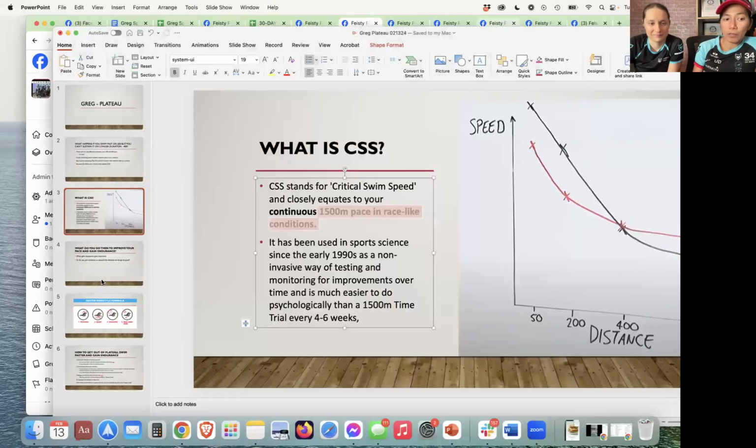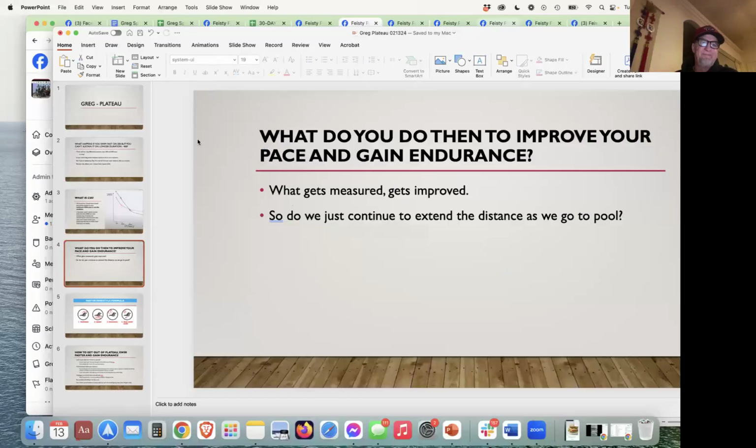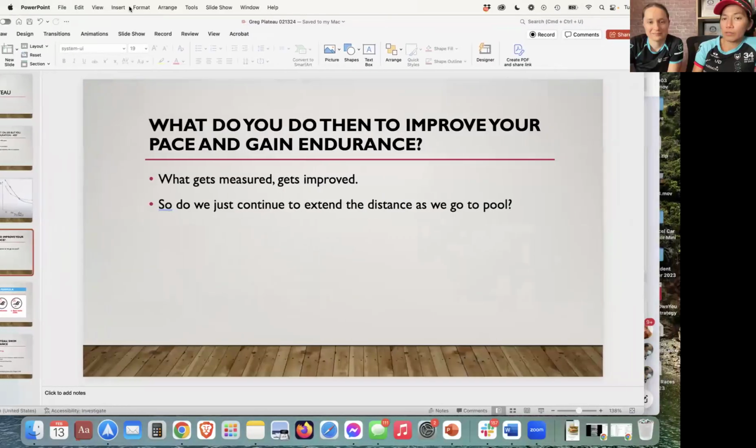Okay. So, all right. Here's what you do to improve your pace. What gets measured gets improved. So, the question is, do we just continue to extend the distance as we go to the pool?